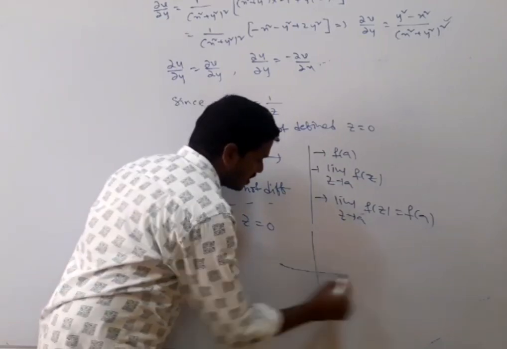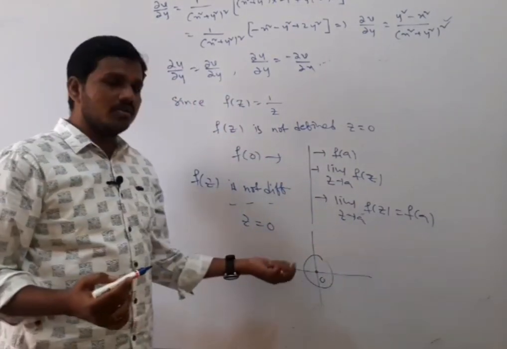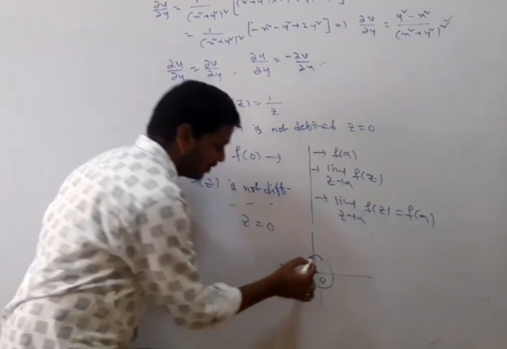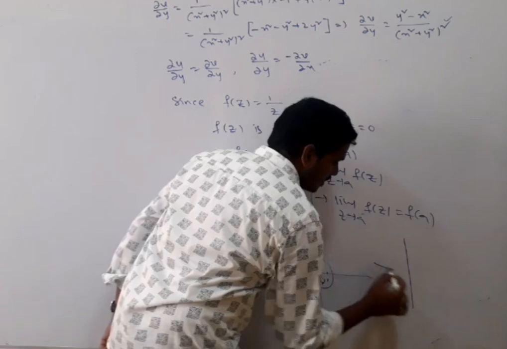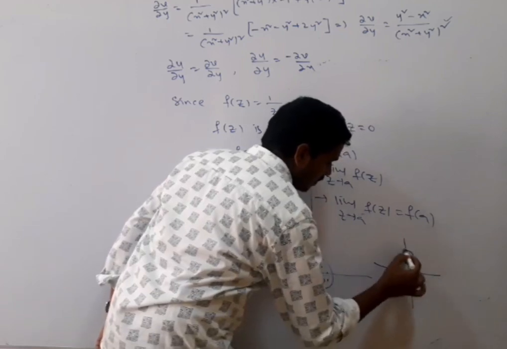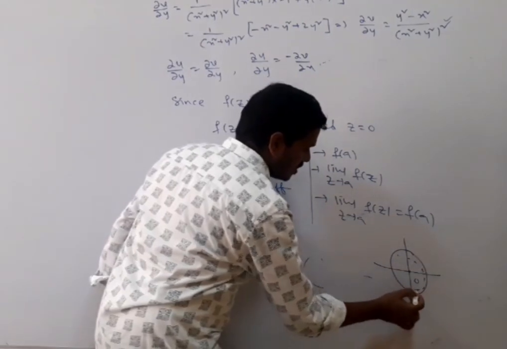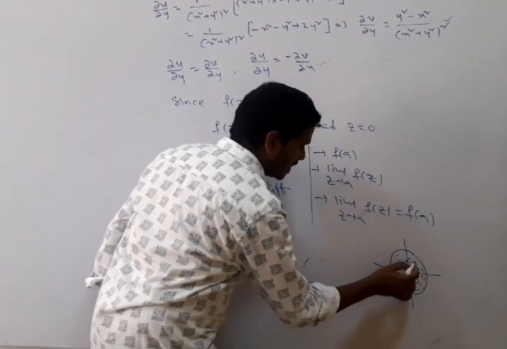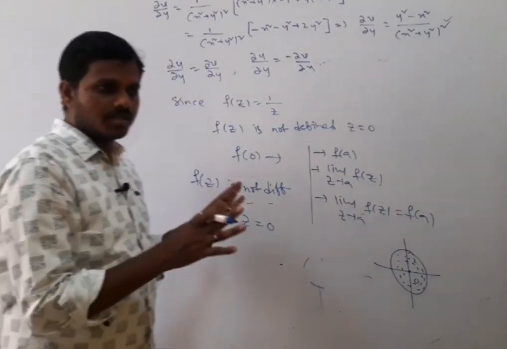If it is not differentiable at z equals 0, in the neighborhood, except 0, it may be differentiable at every point. This is very important. Listen, this is 0, and this is the neighborhood of 0. In the neighborhood of 0, infinitely many points are there. Except for 0, the function is differentiable.